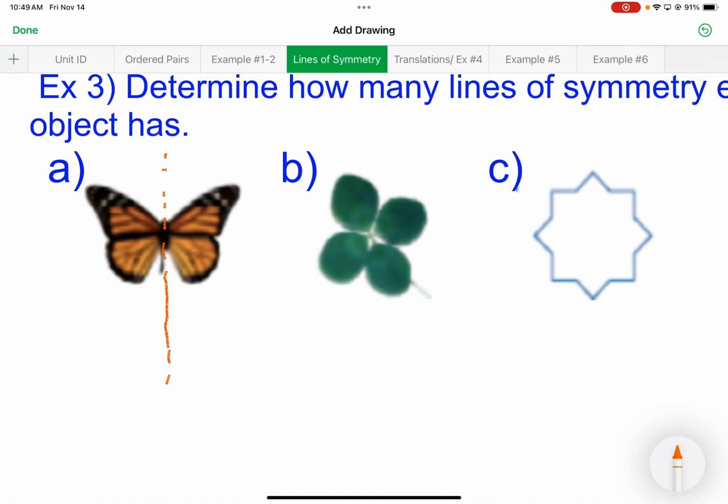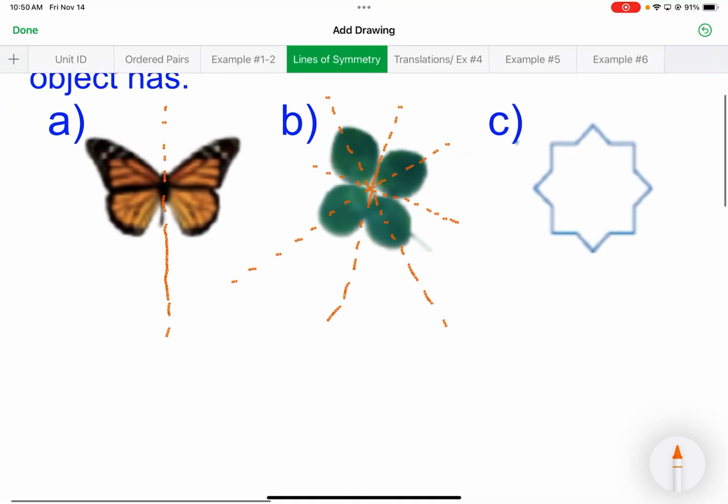How many lines of symmetry does this have? 2. Okay, so let's draw them in. I've got 1 here, 1 here. I heard somebody say 4. Where else could I draw a line? Diagonal, like here, right? That would work. What about the other diagonal? Assuming that it's a perfect 4-leaf clover, I would be able to have 4 lines of symmetry. So this had 1 line of symmetry, and this had 4 lines of symmetry.